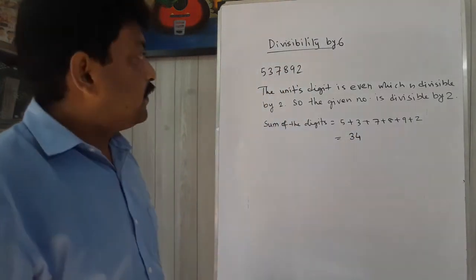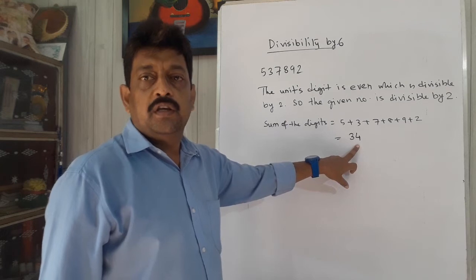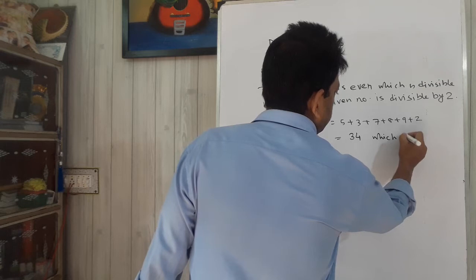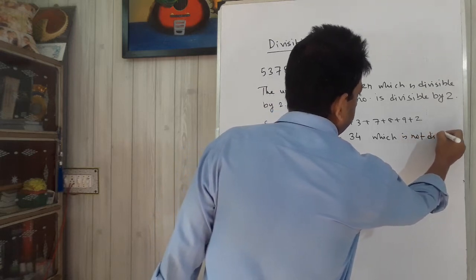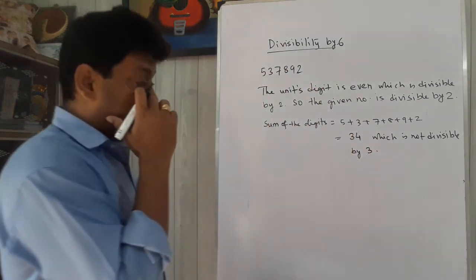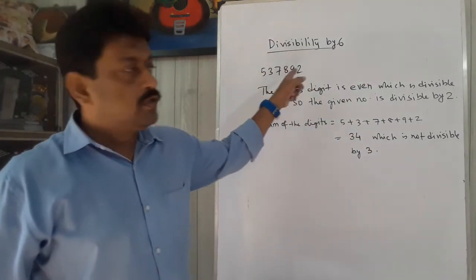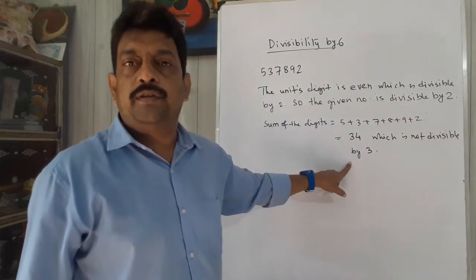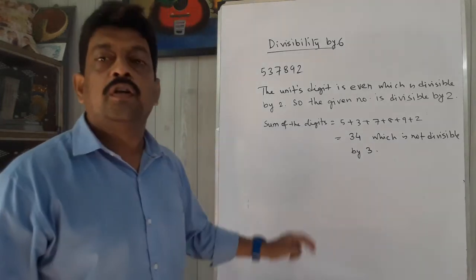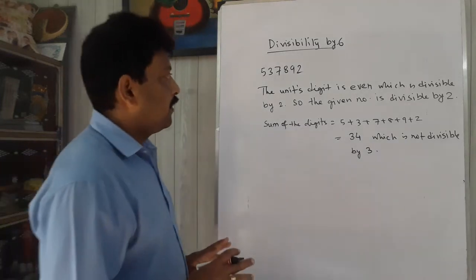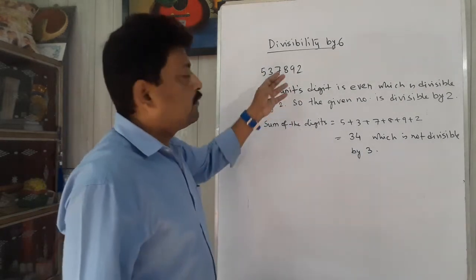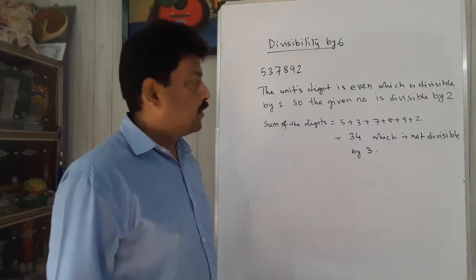Now you can see here it is 34. That means it is not divisible by 3. Therefore, this given number is divisible by 2, but it is not divisible by 3. So the given number is not divisible by 6. Understood? So you can check by the direct division method. You will find that this number is not divisible by 6.